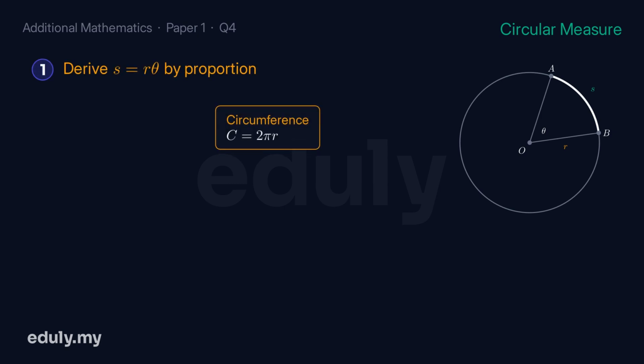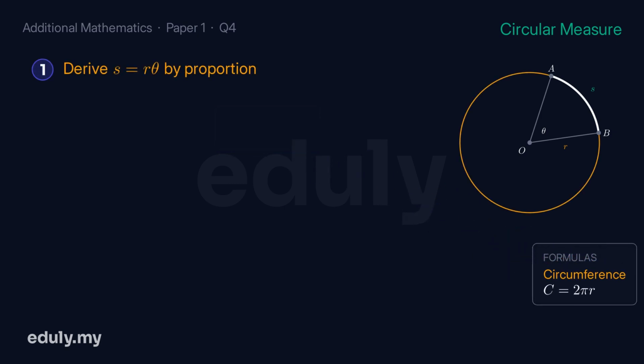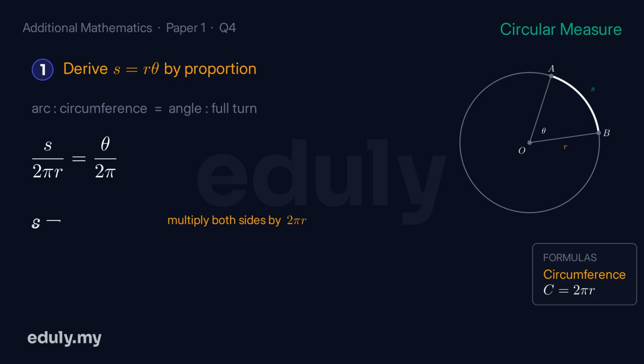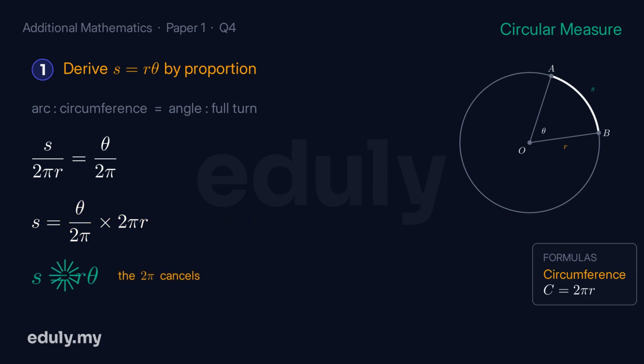Step 1. The distance all the way around the circle is the circumference. So write the proportion. The arc s over the full circumference 2 pi r equals the angle theta over the full angle 2 pi. Multiply both sides by 2 pi r to get s on its own. On the right, the 2 pi on top and the 2 pi underneath cancel, and we are left with s equals r theta. Derived.